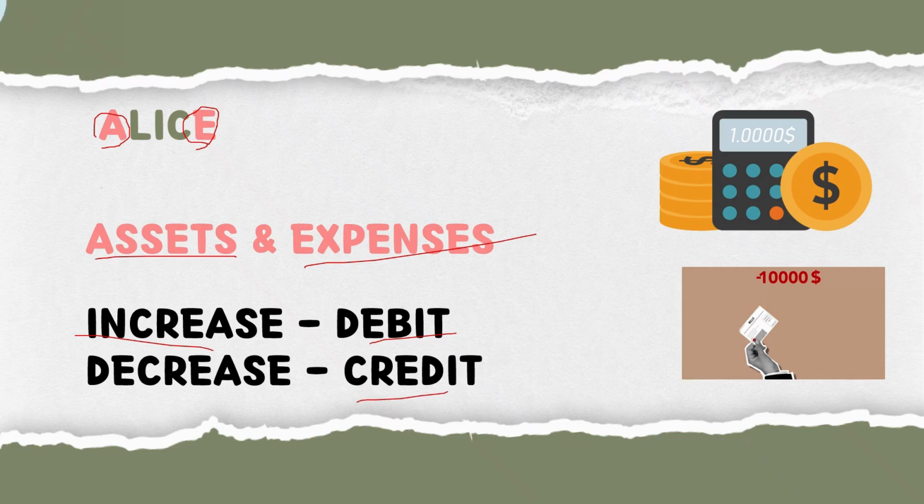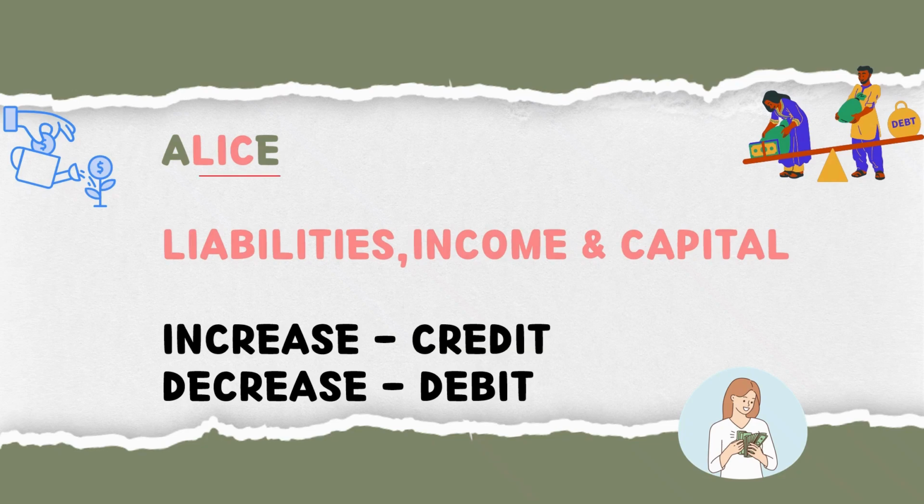Let's take a look at LIC, liabilities, income, and capital. So when liabilities, income, and capital increase, they behave opposite of what we just saw. When they increase, we credit them. When they decrease, we debit them. So this is just a rule that you have to keep in mind every time you make a journal entry.